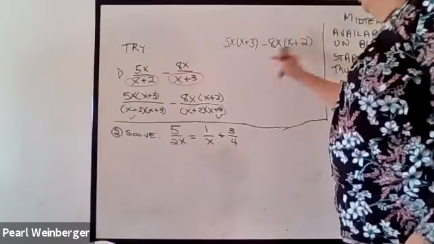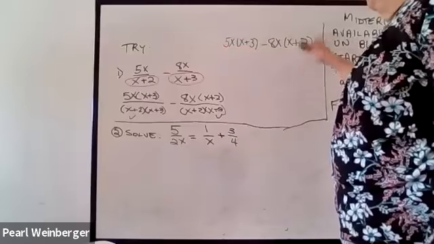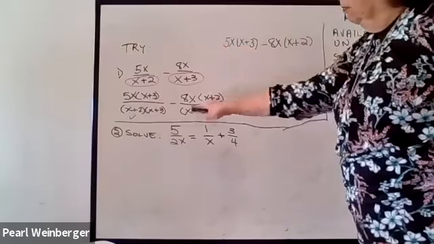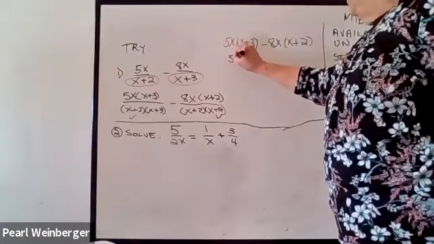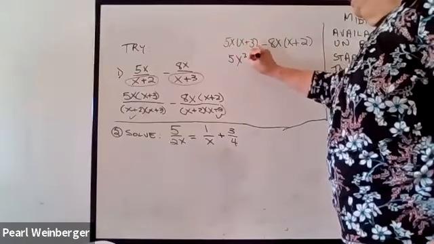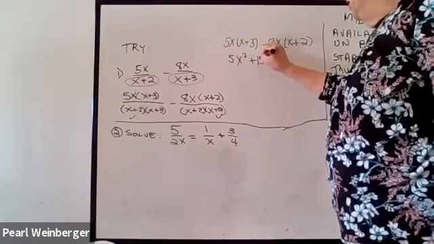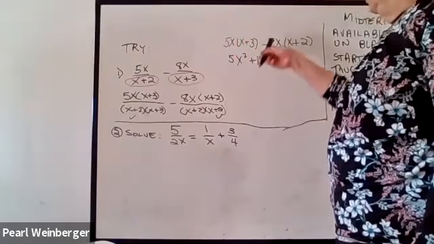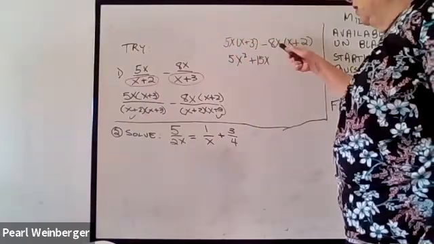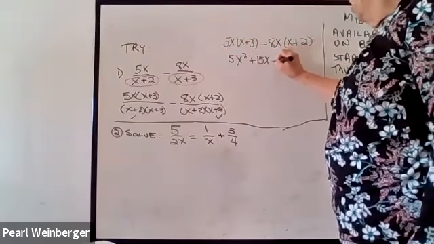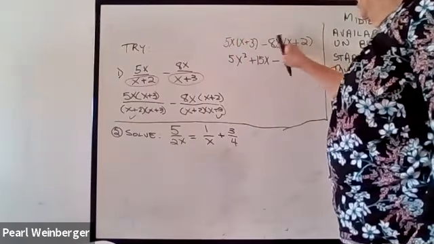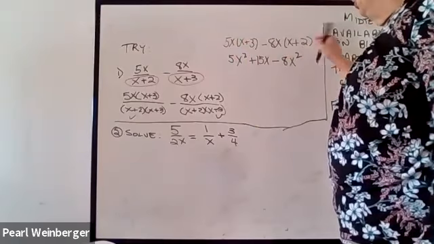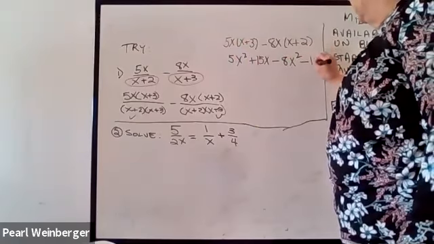And what I have to do is combine all these terms and then put it over the common denominator. So this is going to give me 5x squared plus 15x. I'm removing the parentheses using the distributive property. And this is a negative 8x times x, which is negative 8x squared, and negative 8x times 2, which is negative 16x.